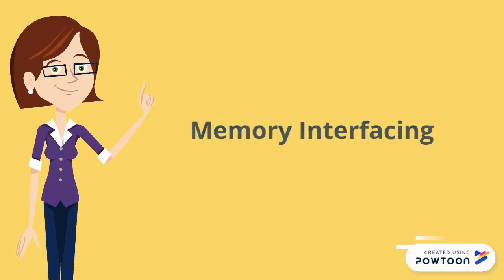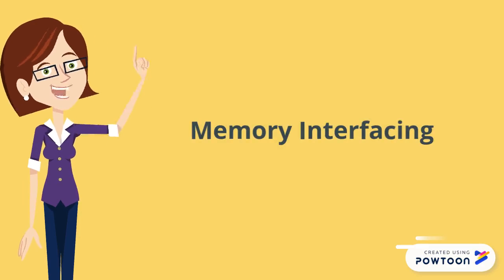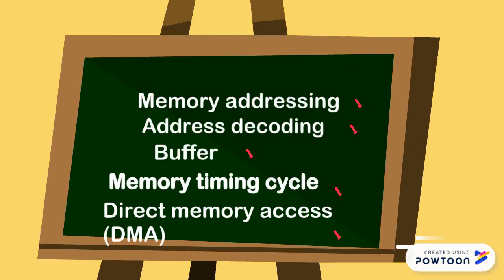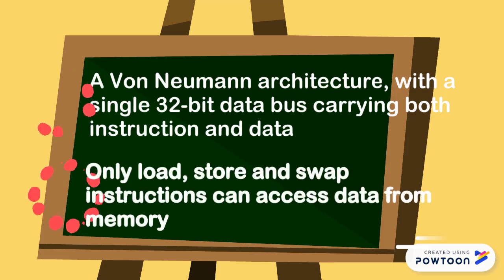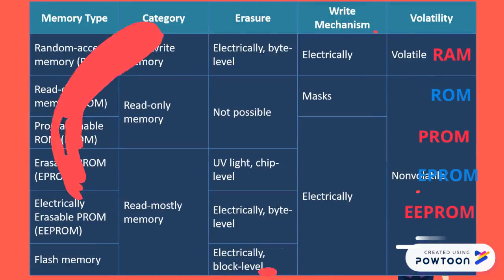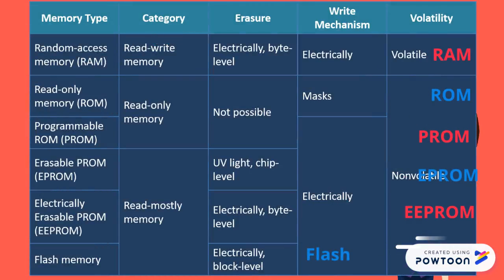Memory interfacing. It consists of memory addressing, address decoding, buffer, memory timing cycle and DMA. A von Neumann architecture, with a single 32-bit data bus carrying both instruction and data. Only load, store and swap instructions can access data from them. There are types of memory such as RAM, ROM, EPROM and flash memory.